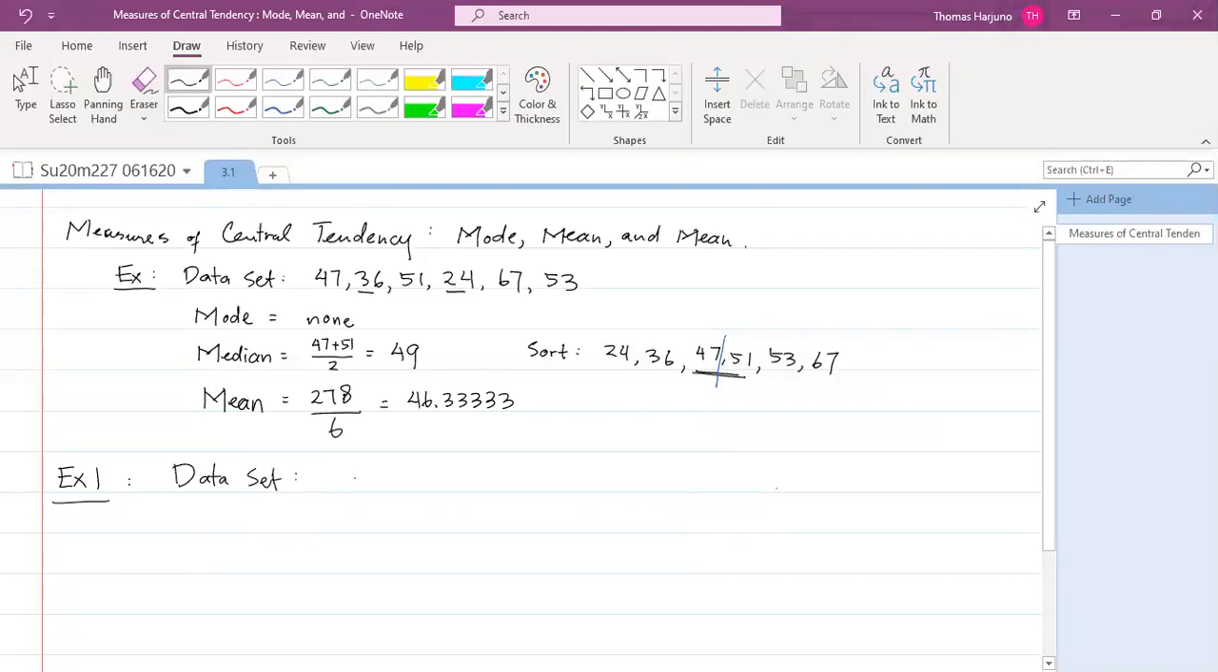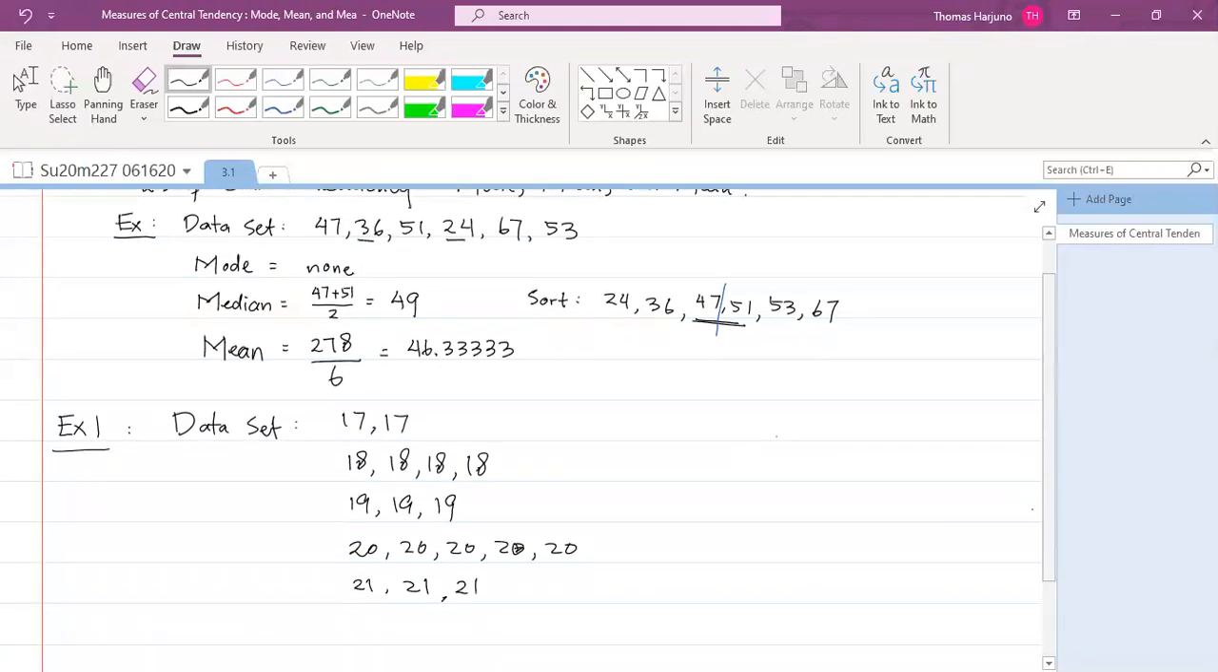Let's say we have 17, 17, 18, 18, 18, 18, and then 19, 19, 19, 20, 20, 20, 20, 20, and then 21, 21. Maybe another 21, why not? Now, this data set is already sorted, right? I write it from the smallest to the largest.